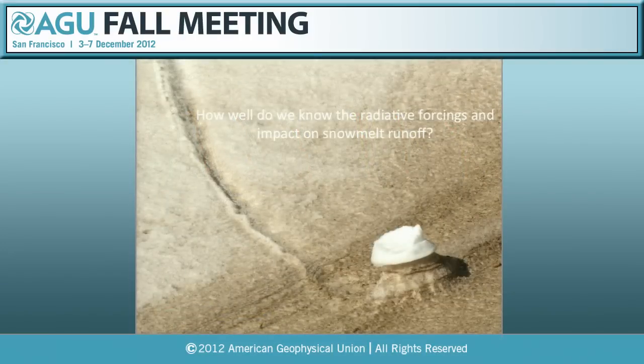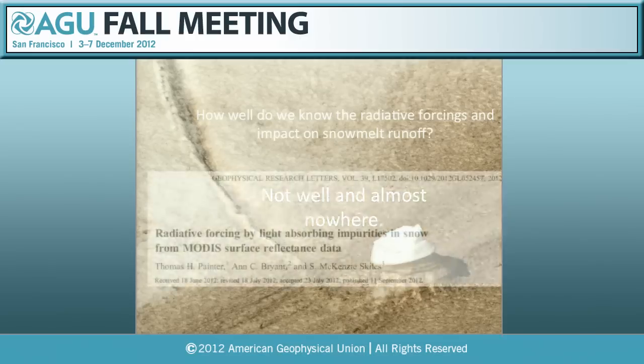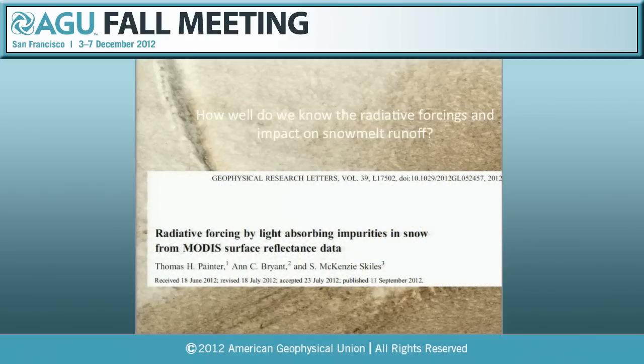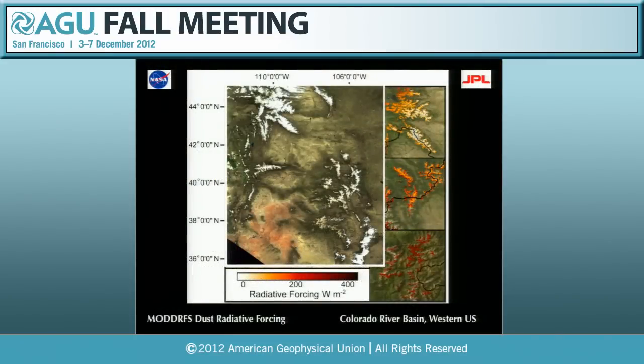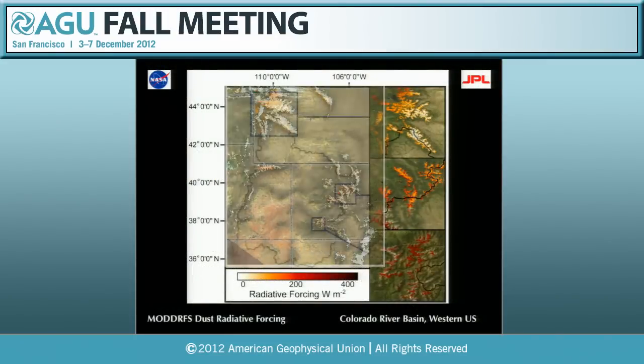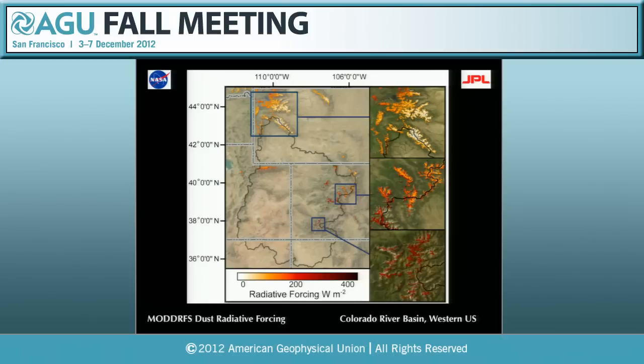So how well do we know these radiative forcings? And this is what I was alluding to. Well, we don't know it well, and we know it almost nowhere, but we're now leveraging it through the MODIS dust radiative forcing in snow algorithm, which gives us retrievals such as these in the upper Colorado River Basin. And these mountains are coated with dust that comes out of the Colorado Plateau and the Great Basin. Just for perspective on this, this is pushing 400 watts per meter squared against irradiance of about 1,100 watts per meter squared, all right?